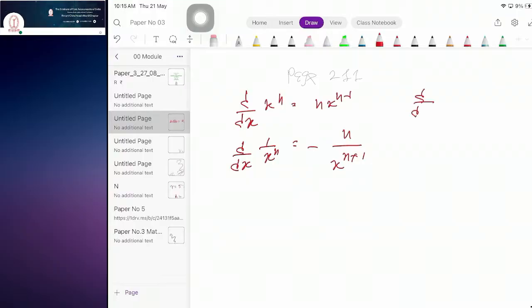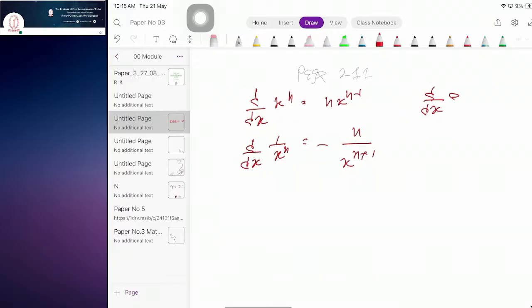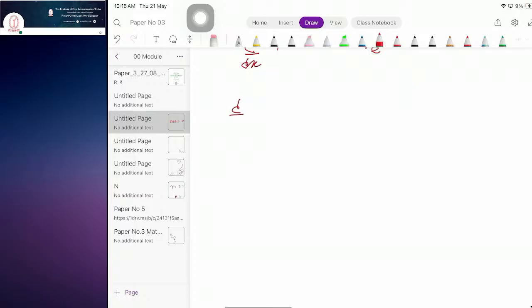If it is differentiating with respect to x, d upon dx, if the function is e raised to x, the answer is e raised to x. When d upon dx with respect to a raised to x, the answer is a raised to x log a to the base e, that is exponent format. If differentiating with respect to x, d by dx of log of x to the base e, the answer comes out to be 1 upon x.